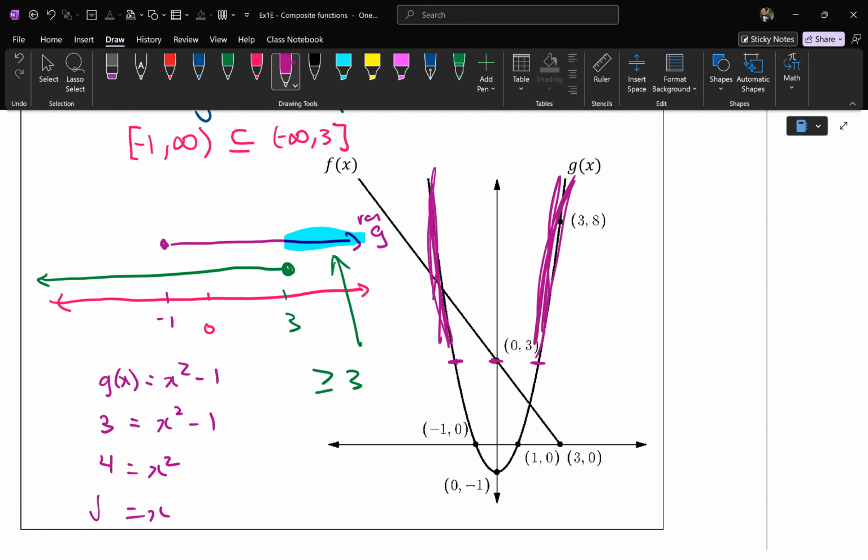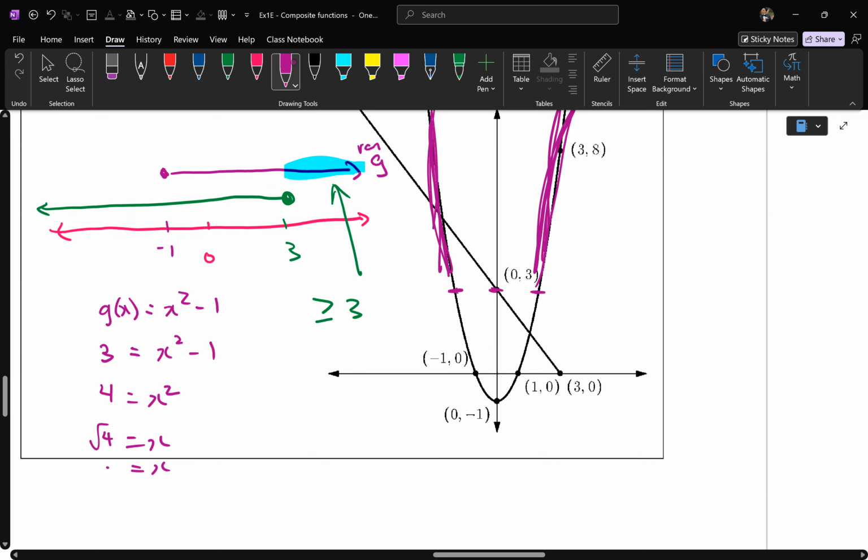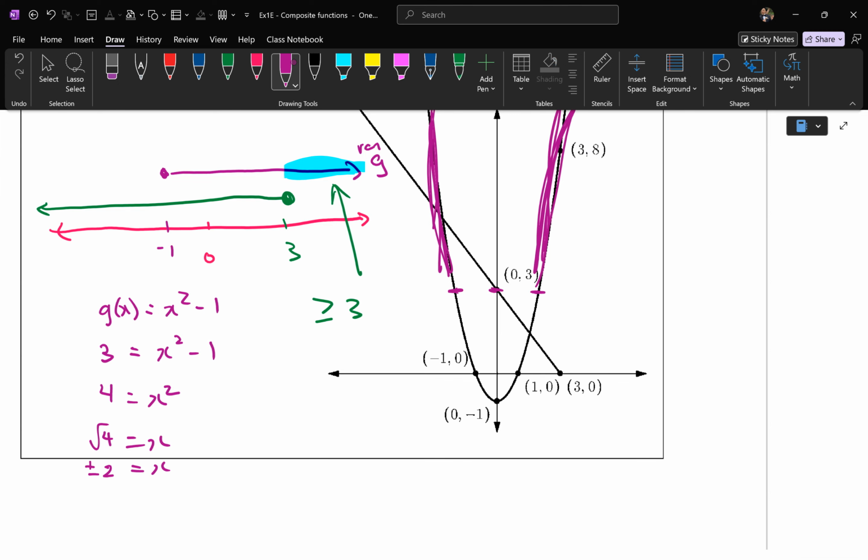Root of 4, what's the answer? Not just 2. Plus minus 2. Remember, when you square root, there's always a plus minus, and graphically it makes sense as well. There should be a -2 and a +2 here. So what am I trying to say? I'm trying to say at this particular point, when x is -2, I get 3. And then over here, when x is +2, I also get 3.